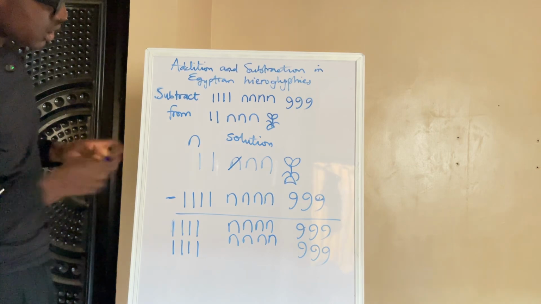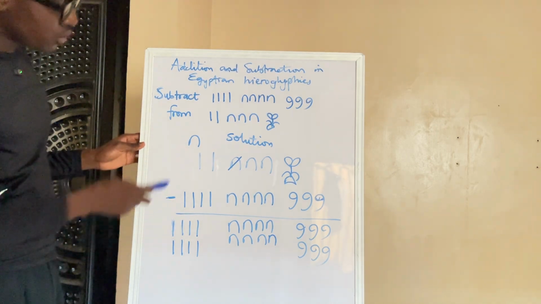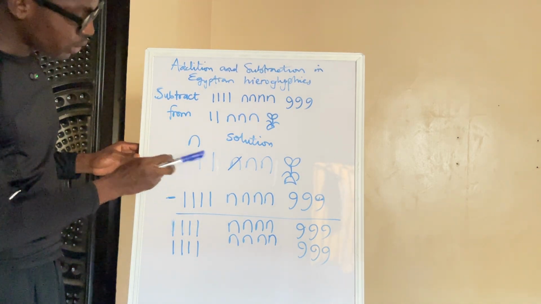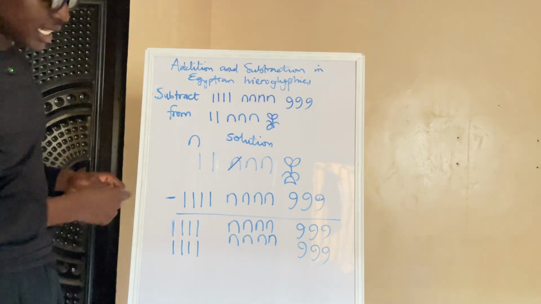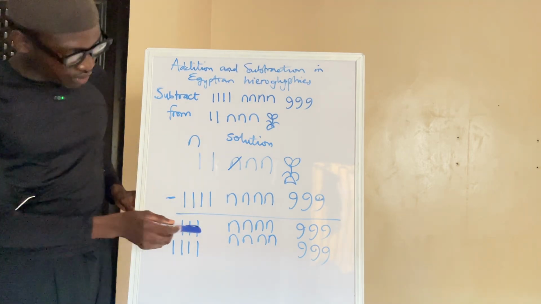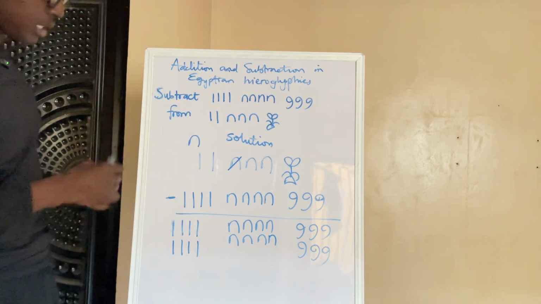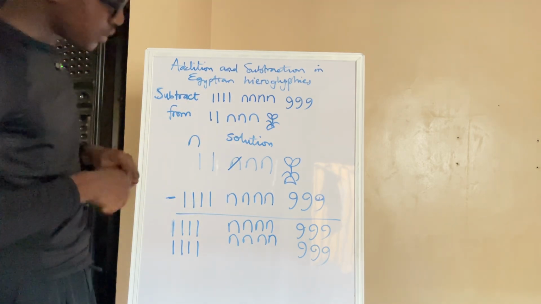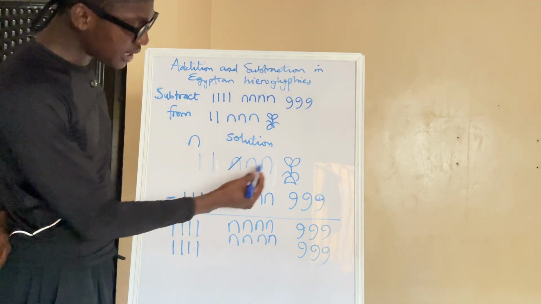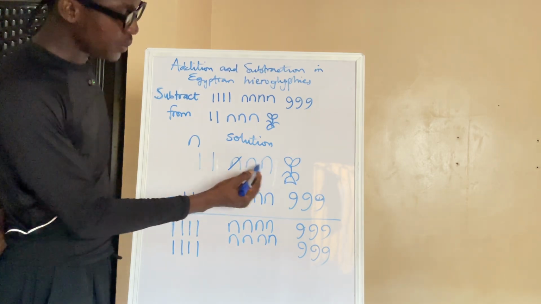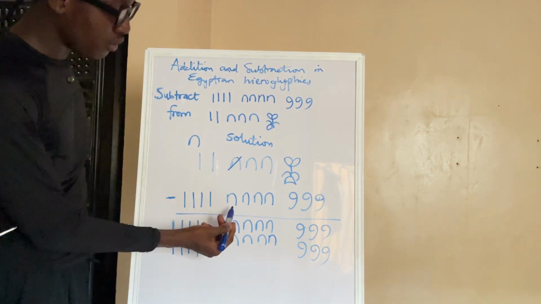This becomes what? 10 plus 2, which is 12. So 12 minus 4 is going to give us 8. That's why we have 1, 2, 3, 4, 5, 6, 7, 8 units here. So we're done with this units part. Now here, what are we left with? We're left with 2 tens, which is 20, right? 20 minus 1, 2, 3, 4, 40.